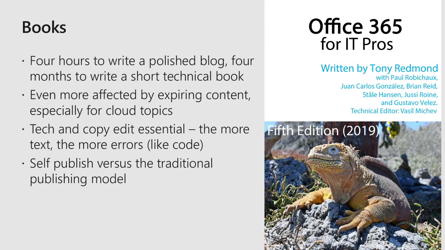I would say 4 months on average to put together all the material for a technical book. And think about that in context of, well, how much stuff is changing. You get to chapter 10, and chapters 2, 3, 4, 5, 6, and maybe 7 might have to be rewritten because of changes in technology. So books are even more affected by expiring content, and it's just the way it is. If you want to self-publish, go for it. I think it's fantastic. We self-published this book, and we've had a great experience.